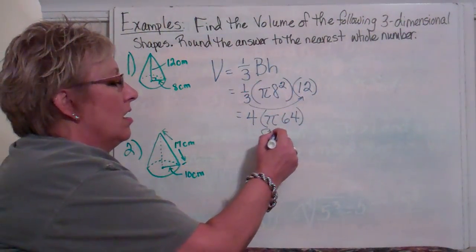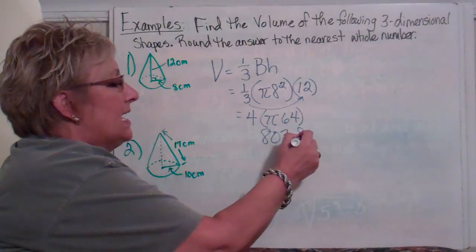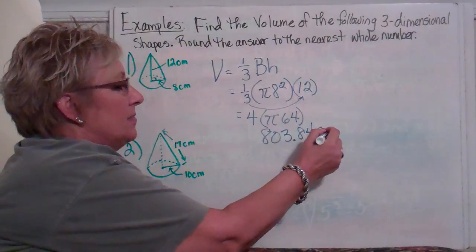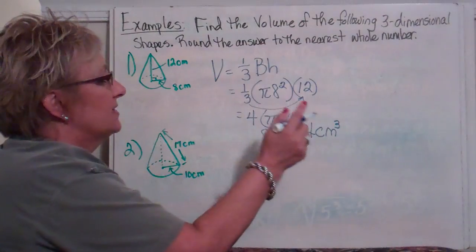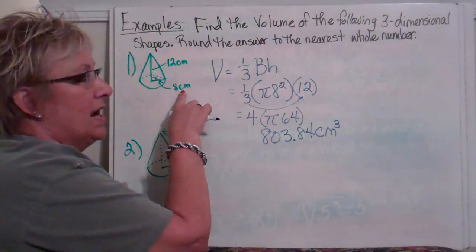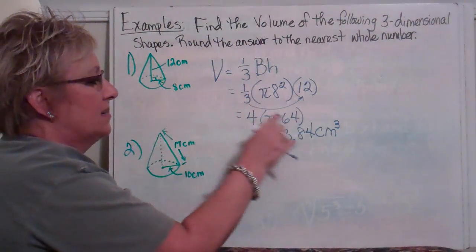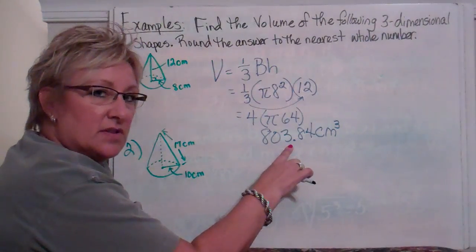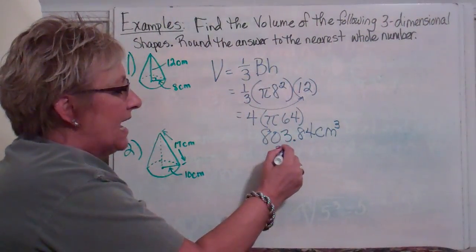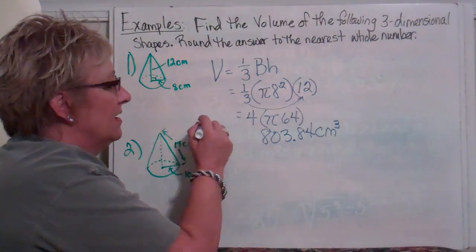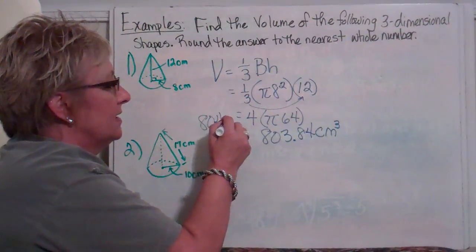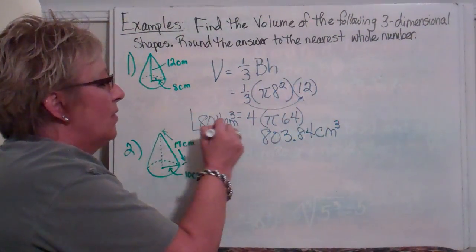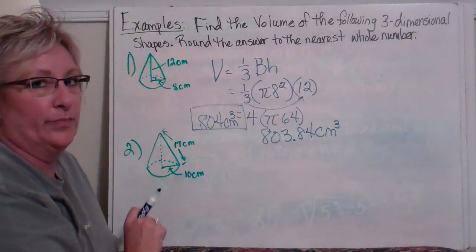803.84 centimeters cubed, because centimeters squared times that centimeter is going to be centimeters cubed. It's said to round to the nearest whole number, so this will be 804 centimeters cubed. So that would be the answer to this cone.